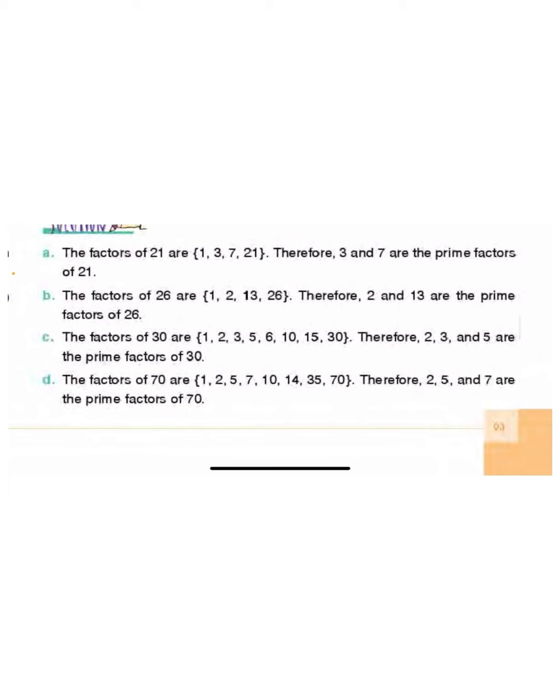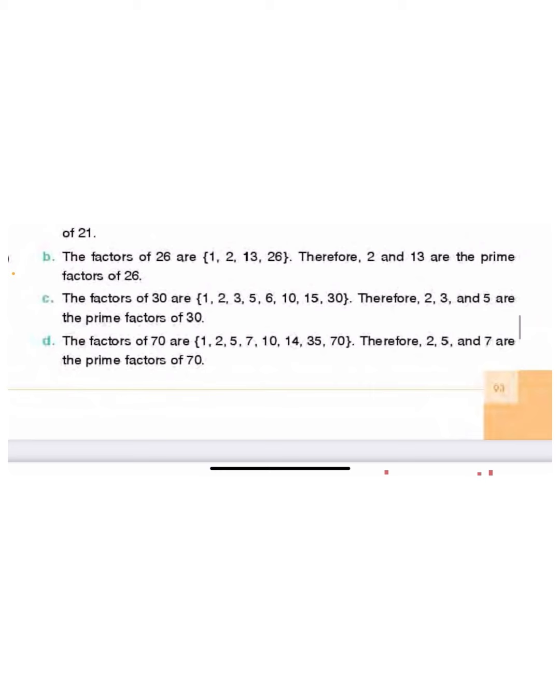The factors of 26 are 1, 2, 13, 26. Here 2 and 13 are the prime factors. The prime factors of 30 are 2, 3, and 5. The rest, 6, 10, 15, are composite numbers.